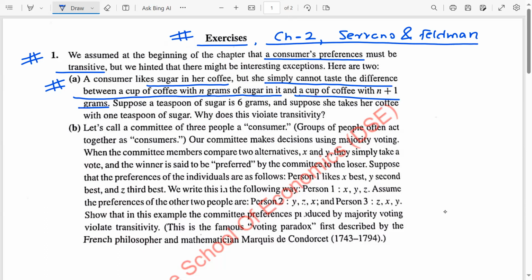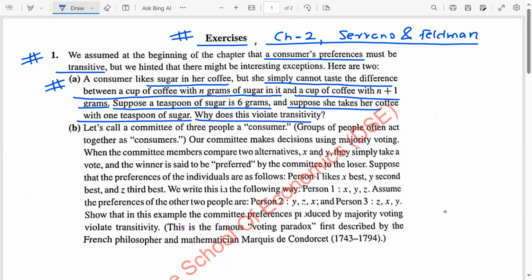Okay, you like sugar in your coffee. That means the more grams of sugar you have, the better. But your tongue cannot distinguish between the taste with n grams of sugar and the taste with n plus 1 grams. That means suppose someone puts 5 grams of sugar in my cup and someone puts 6 grams of sugar, then my tongue cannot tell the difference between 5 and 6 grams. Now suppose a teaspoon of sugar is 6 grams and suppose she takes her coffee with 1 teaspoon of sugar.